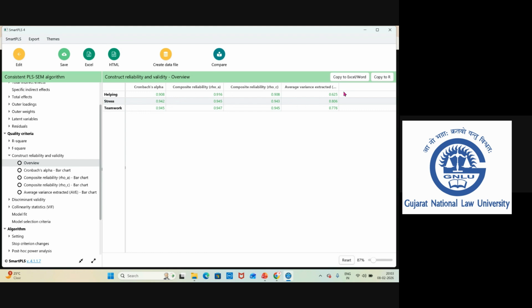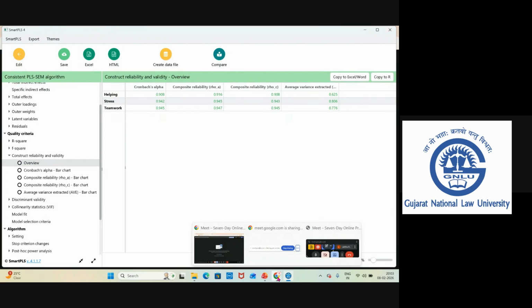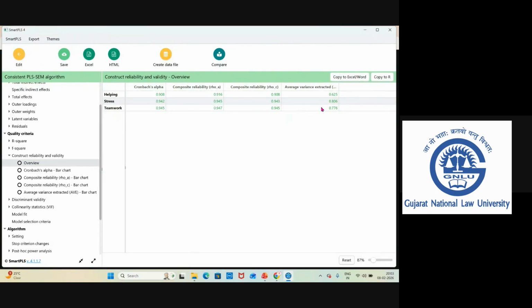Now, when it comes to convergent validity, that is called average variance extracted. Within the construct, like we have teamwork, helping behavior, and stress, how are the indicators able to measure the concept? That is one thing.